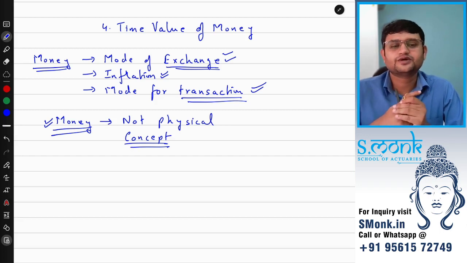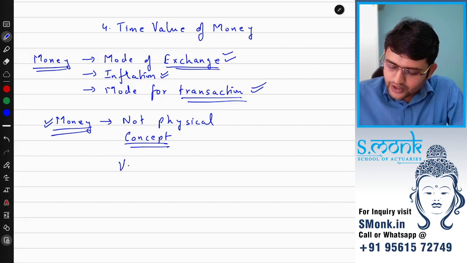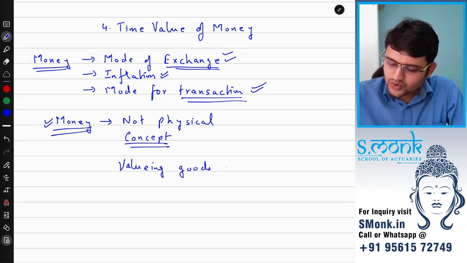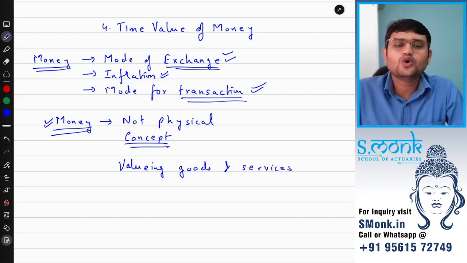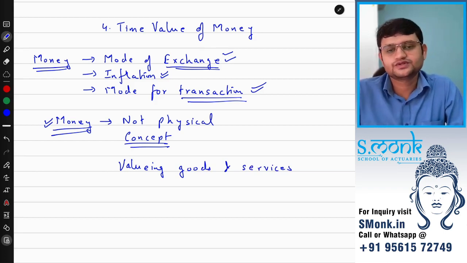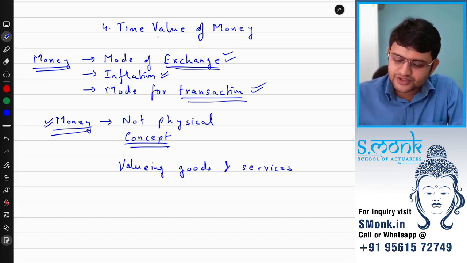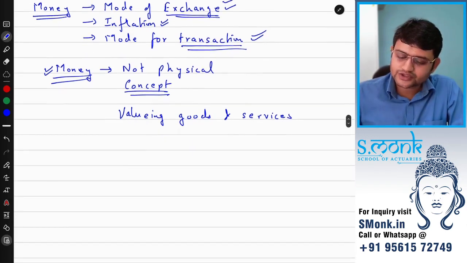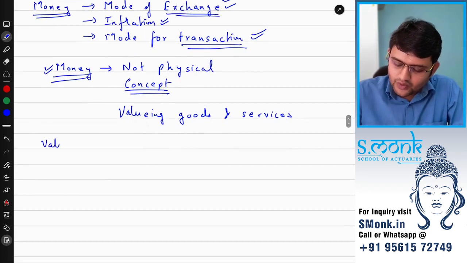So money is a concept that is used for exchange, that is used for transactions, or you might say it is used for valuing goods and services. So it's a mode or a concept so that we can value goods and services. Okay. And hence comes the value of money. If you don't understand the value of money, then how can you value other goods and services? So let's talk about the value of money.